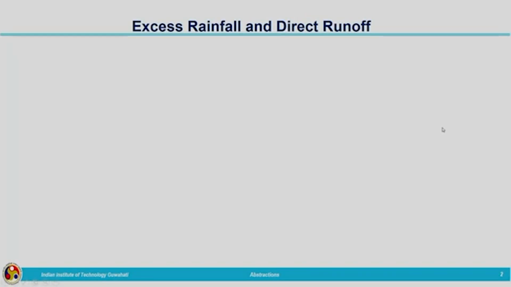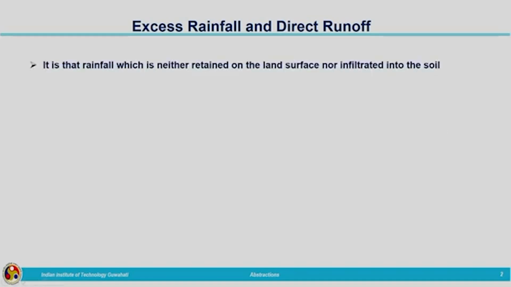So, excess rainfall and direct runoff. When we talk about excess rainfall, it is that rainfall which is neither retained on the land nor infiltrated into the ground. Whenever there is rainfall, some amount of water will be utilized for satisfying initial abstractions, that is the interception storage and depression storage. After that the infiltration will start, and once the soil layer at the top becomes almost saturated, even though infiltration is continuing, or the rainfall intensity is more than the rate of infiltration, water starts accumulating on the ground surface and then the direct runoff starts.